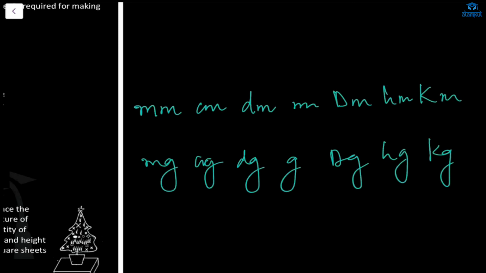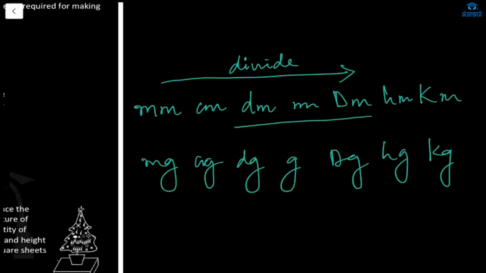Okay, so when you are changing from meter to kilometer, your value will decrease, right? The value will be less. That means you are going to divide. Whenever you are going to move from lower value to higher, you are going to divide. And whenever you are moving from higher value to lower value, you are going to multiply. Okay, 1 kilometer is equal to 1000 meter.